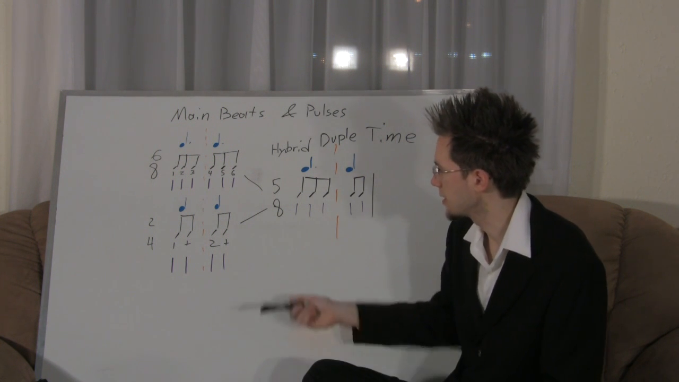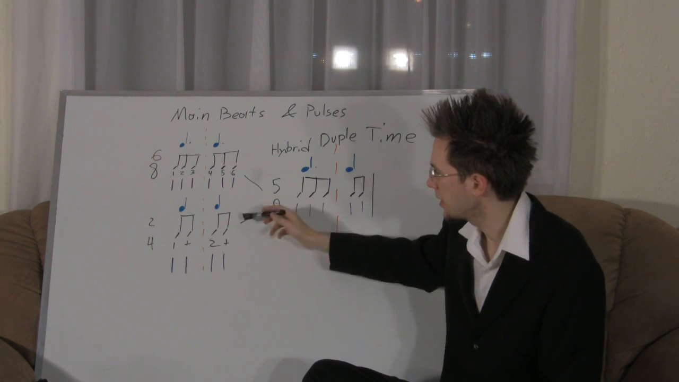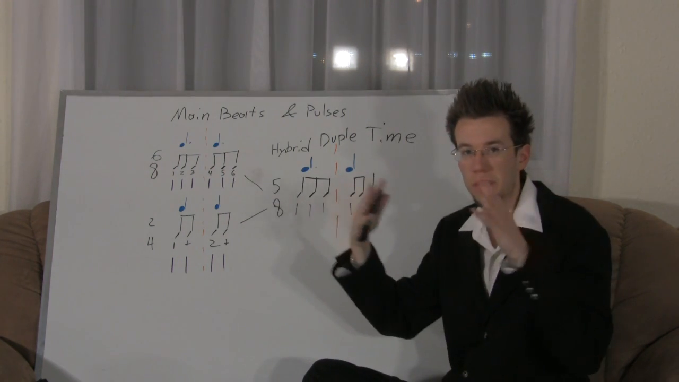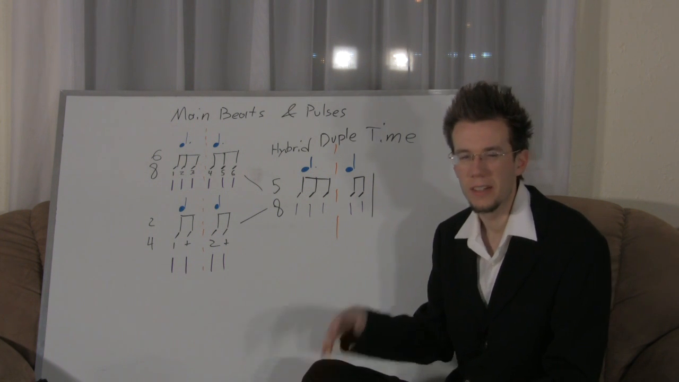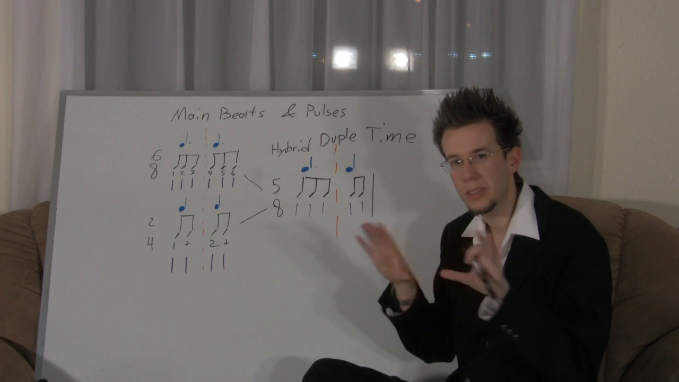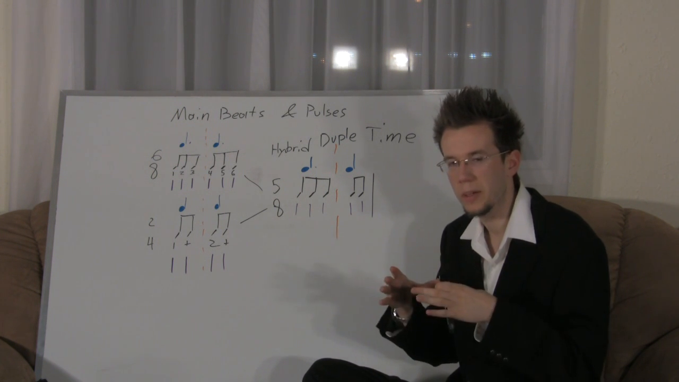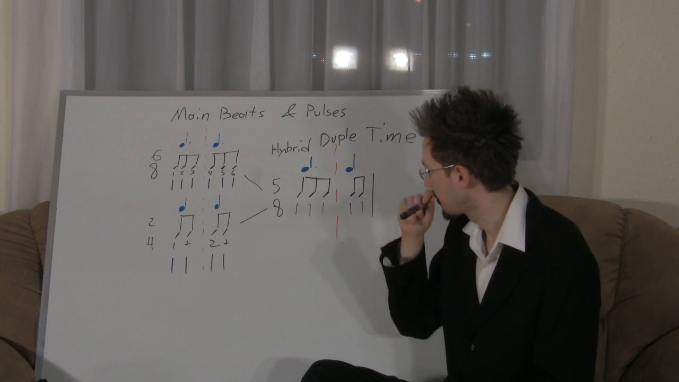Now, what I do here is I take maybe half from here and half from here, and then I put them together, and that's called a hybrid, right? Just like there's hybrid cars where it's gasoline and electricity coming together to make something different. They're two separate things, but now they're working together. So that's the definition of a hybrid time signature.